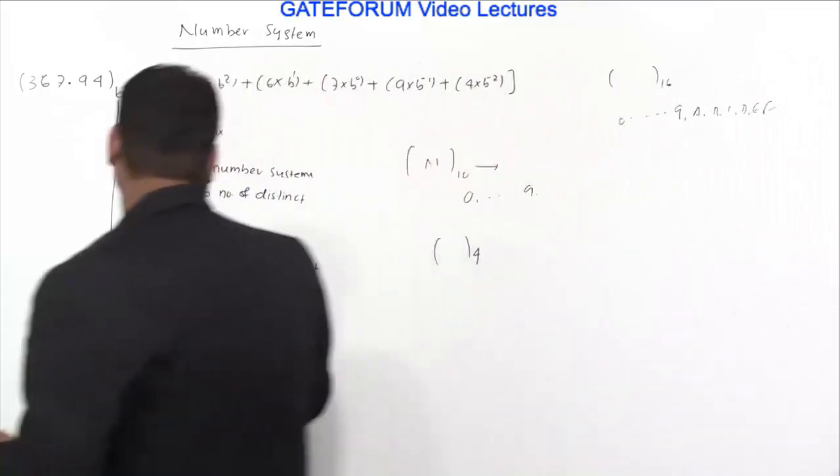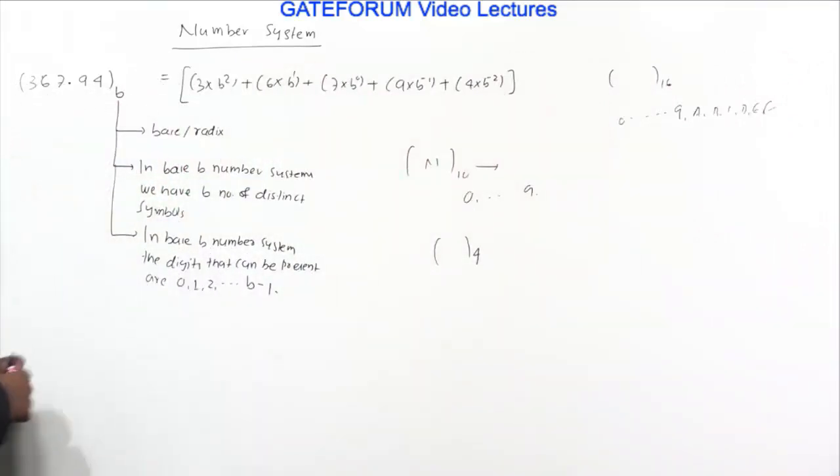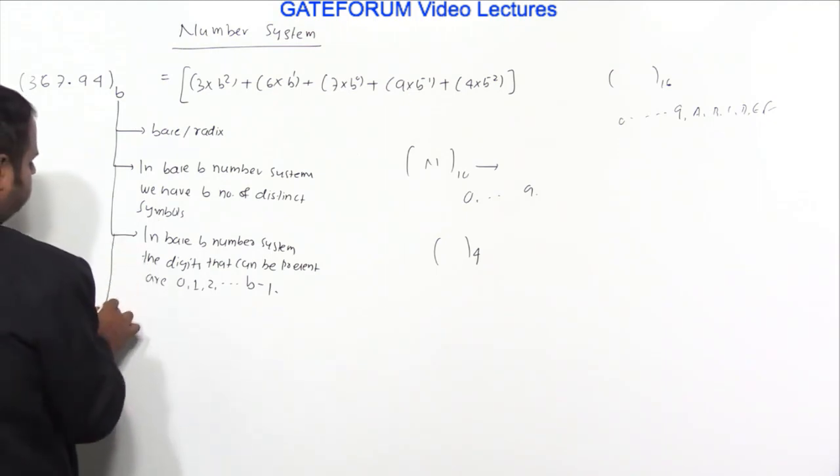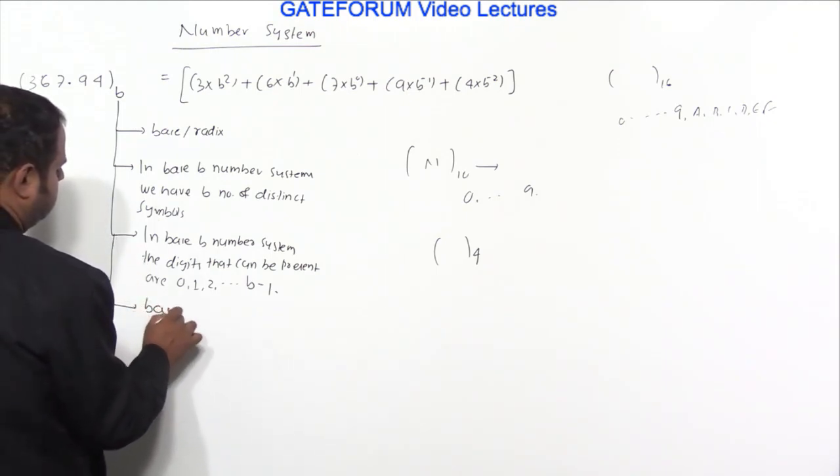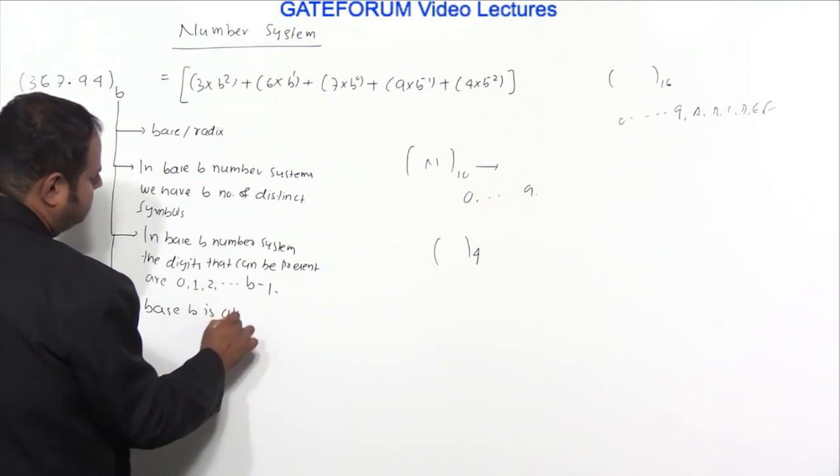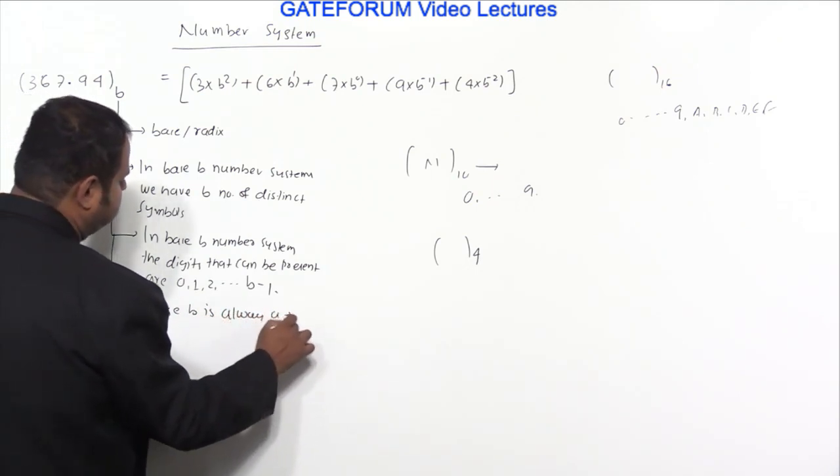So base or radix: in a base B number system, we have B number of distinct symbols. In a base B number system, the digits that can be present are 0, 1, 2 like this. It can go up to B minus 1. Base B is always a positive integer.